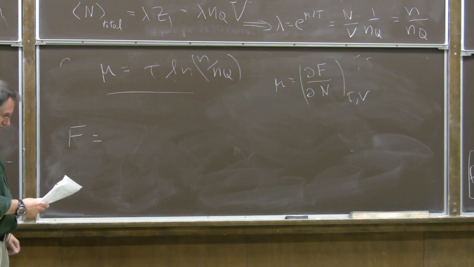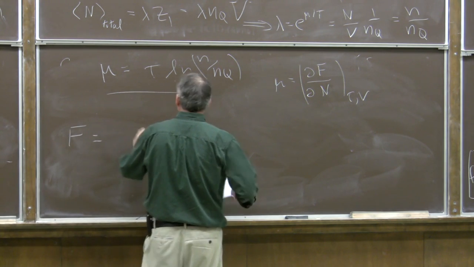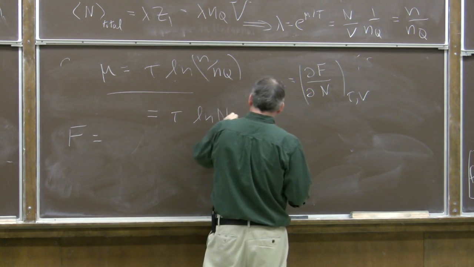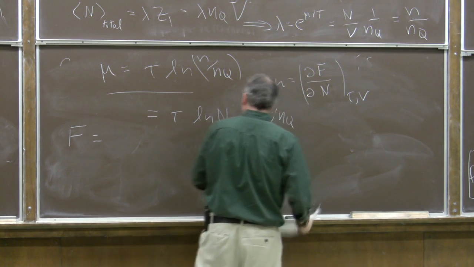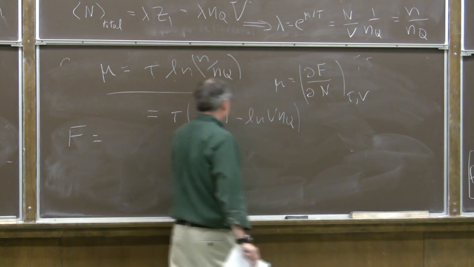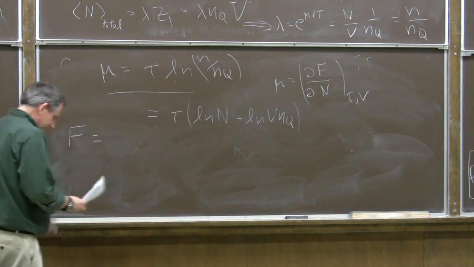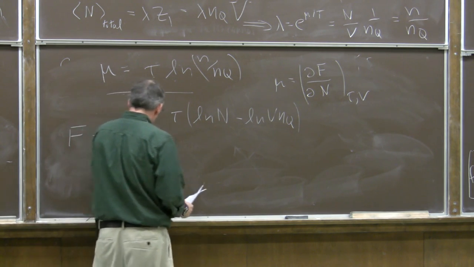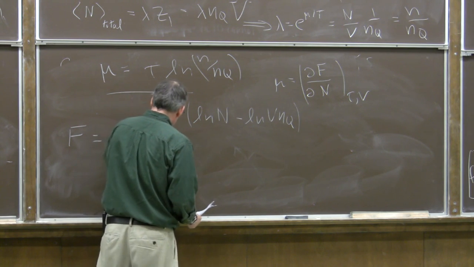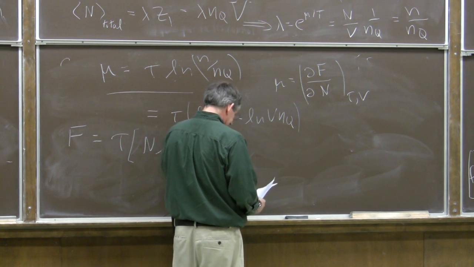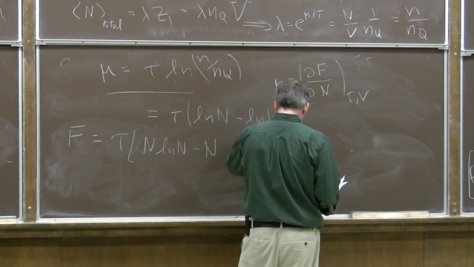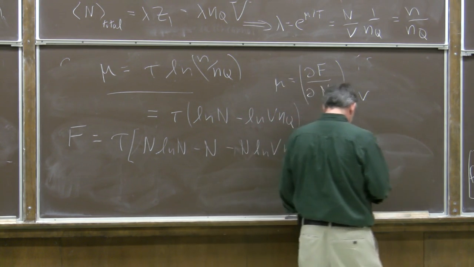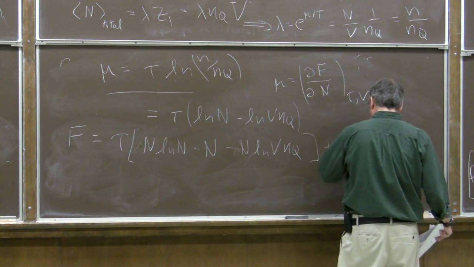Maybe I should write it as, just to make sure it's clear, tau times natural log of number of particles minus log of volume times quantum concentration. So the only part that depends on n is this log n. So when I integrate it, I can write the integral as the integral of log n times tau, which is n log n minus n. And then this just becomes this constant times n, so I have minus n times log of v times quantum concentration. And then in principle, there's some constant of integration.